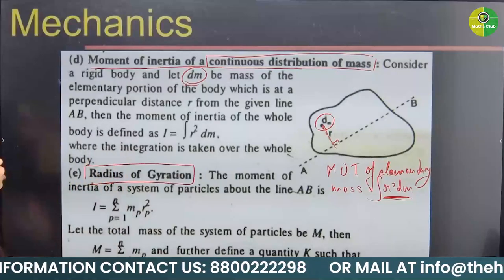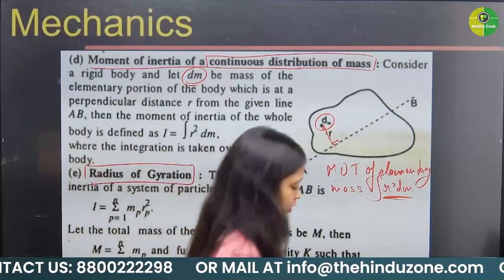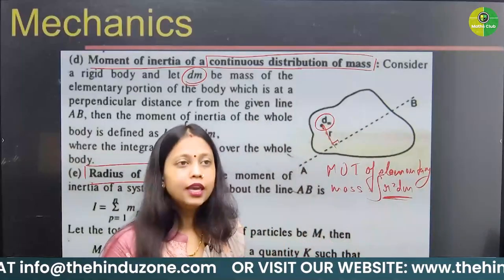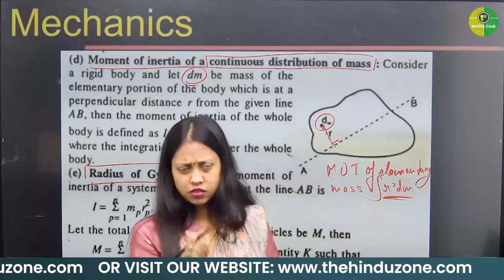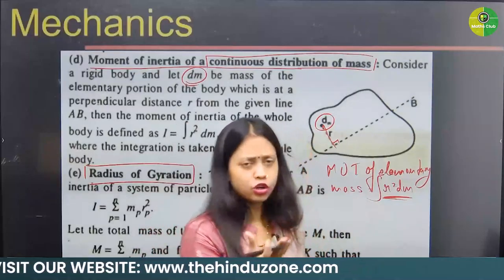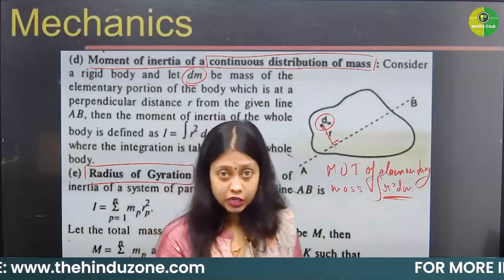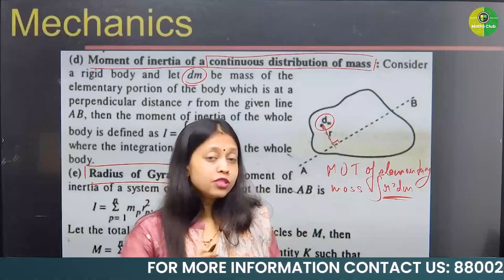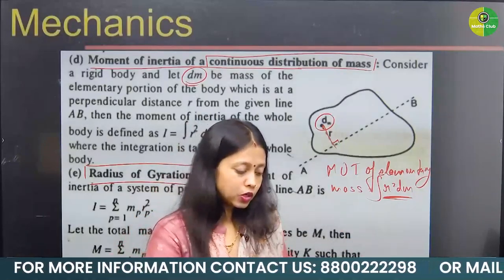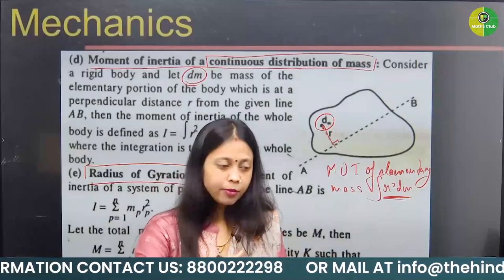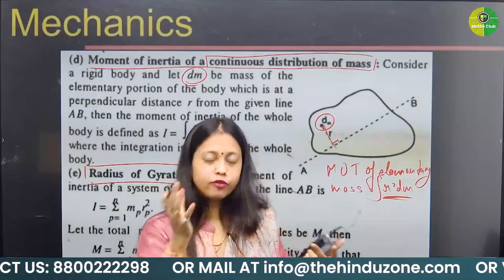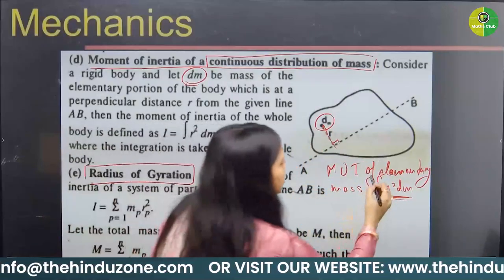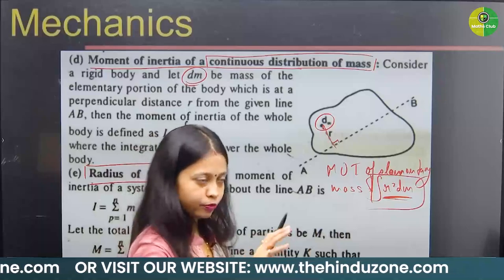Radius of gyration. Sometimes you have a basic rigid body, like a rectangular lamina, a sphere, an ellipsoid, a paraboloid. But sometimes they will combine the rigid bodies, like a rectangular parallelepiped over which we have a sphere. So you have to find the moment of inertia of that. So we have a formula like this.